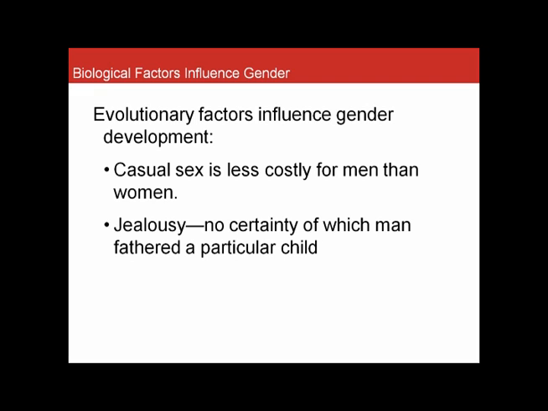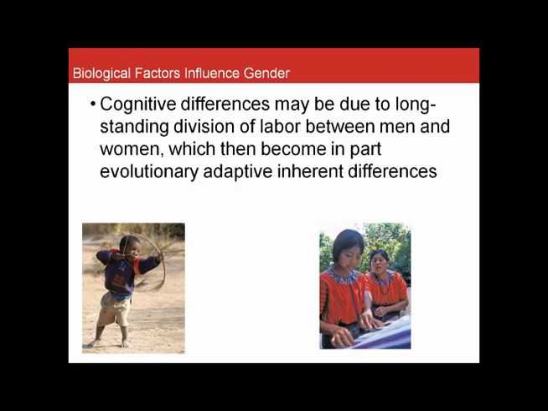Some of the reasons this occurs, going back to evolutionary factors: casual sex is less costly for men than women. A man can have casual sex and walk away. The woman may end up with a lifelong commitment to the byproduct. And as I mentioned, jealousy is inherent relative to who fathered the child.